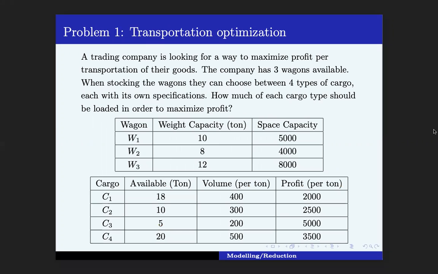So let's start with one such problem. Okay, here is a problem. There is a factory in which they want to transport goods from one place to another, right? And they have 3 wagons on which they have to load their material and ship it off to the other side. Of course, each of the wagons has some constraint.